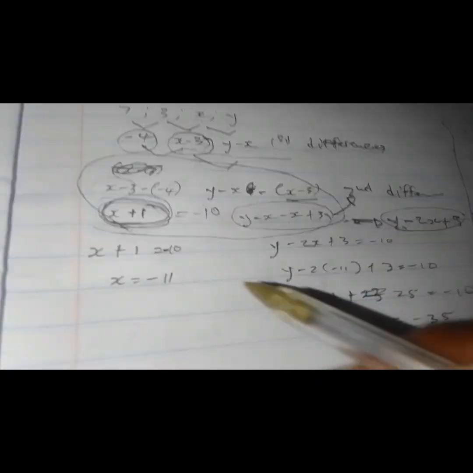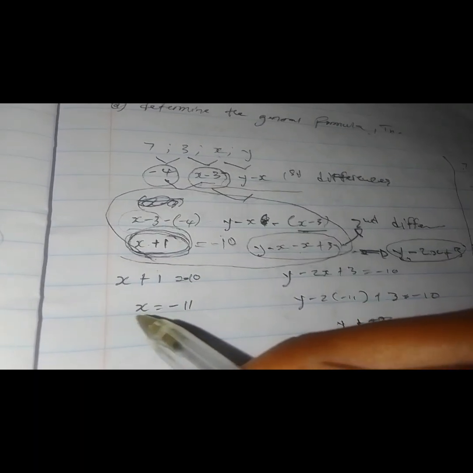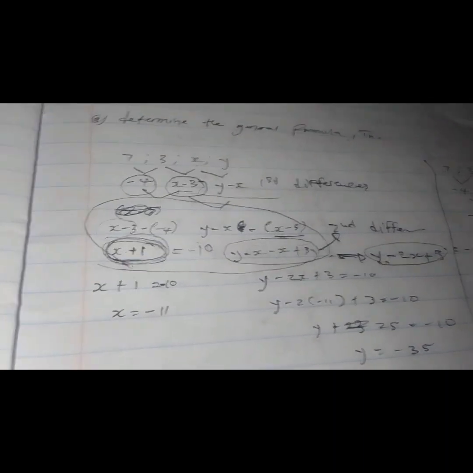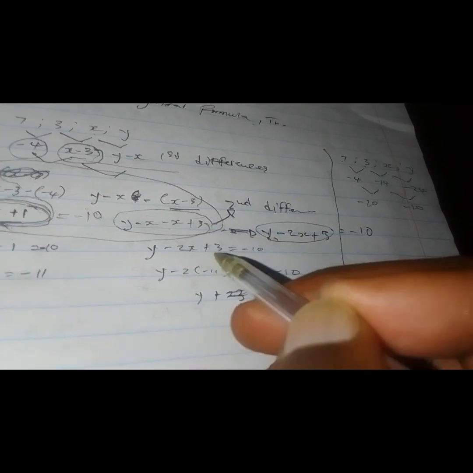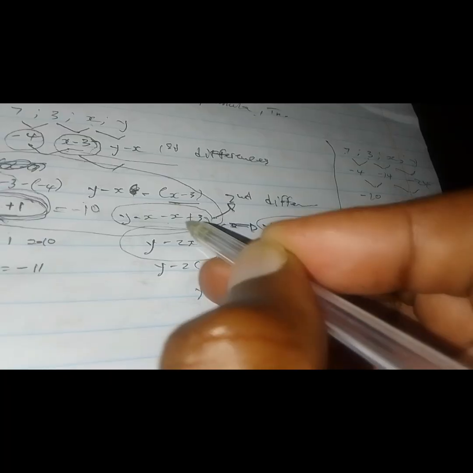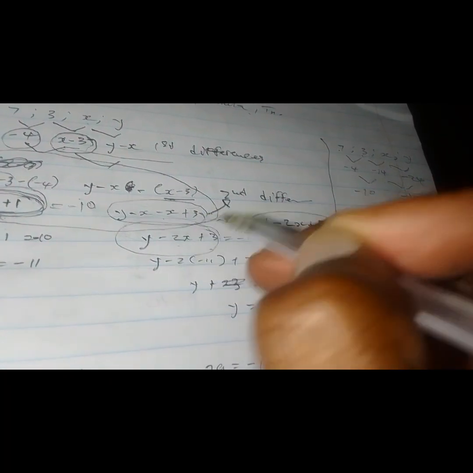You feel me? So x plus 1 is equal to negative 10. So your x is equal to what? Negative 11. Already have your x. And then here, y minus 2x plus 3 is equal to what? Negative 10. Because these two are equal. I mean, this one is equal to negative 10 because they are both our second differences.